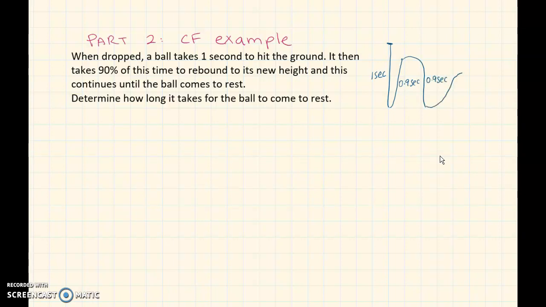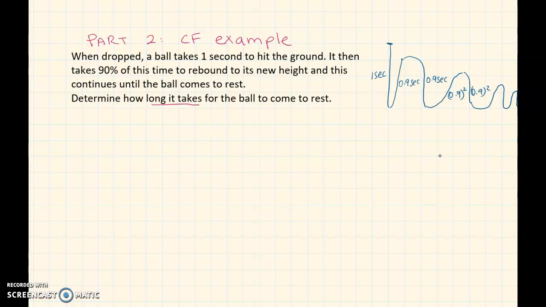Then it bounces back up again to 90% of 0.9 seconds, so 0.9 seconds squared, and back down 0.9 seconds squared, and so on and so forth. And that height is getting smaller and smaller, and it continues to rebound like that. Okay, so we can see that it is a converging series with the common ratio R being 0.9, each time the height is getting multiplied by 0.9. So it says we need to find how long it's going to take for the ball to come to rest.